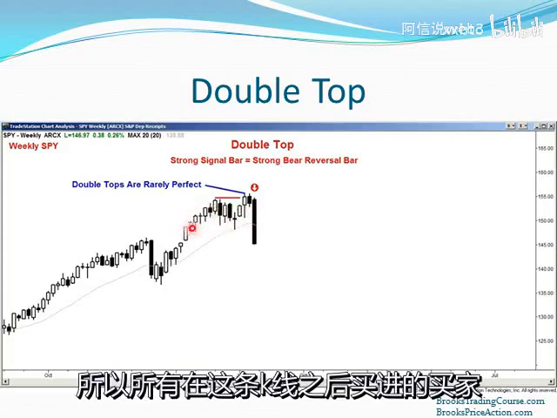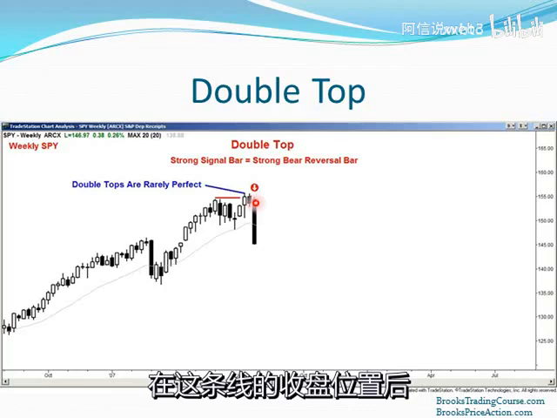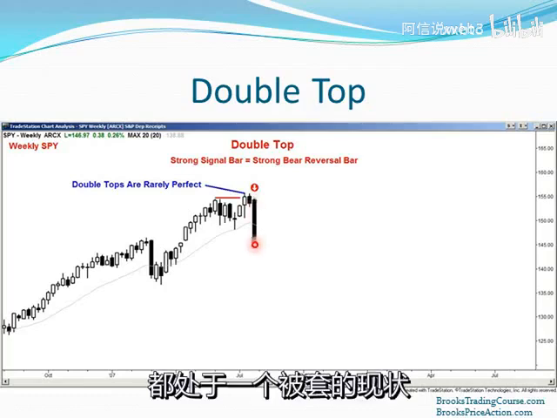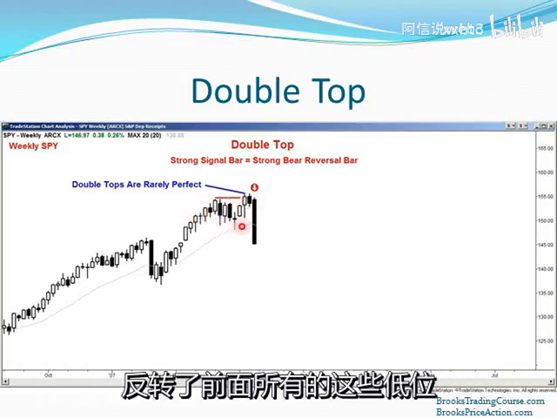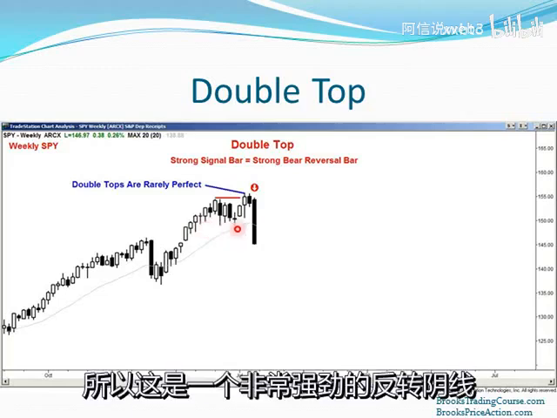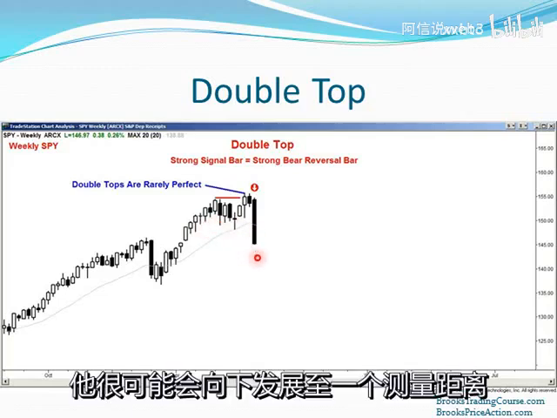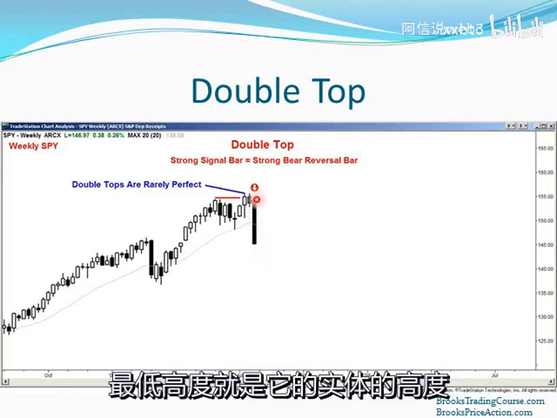So everyone who bought from this bar onward is now holding a losing position once this bar closed. So this bar reversed all of these closes. It closed below all of these closes, and it reversed all of these lows. So that is an extremely strong bear reversal bar, and it probably will result in a measured move down at a minimum based on the height of the body.